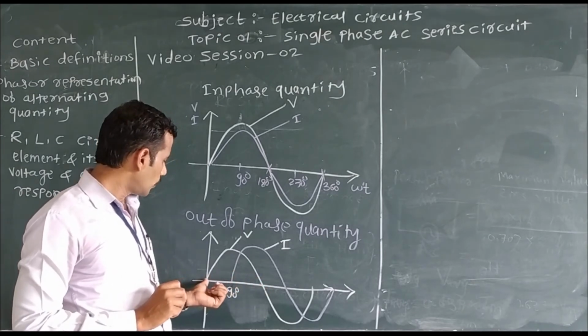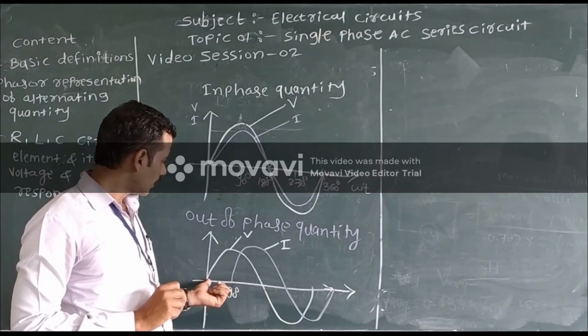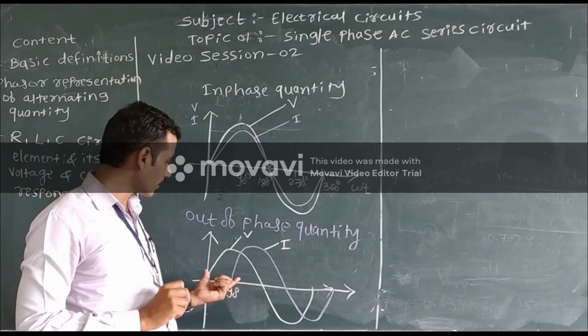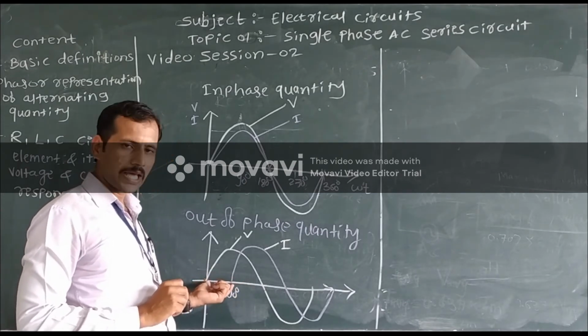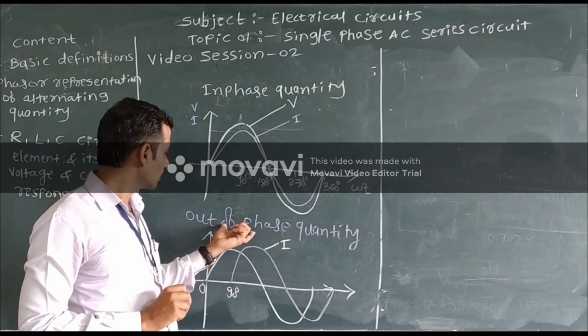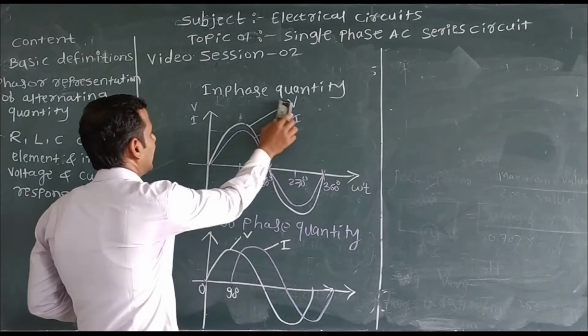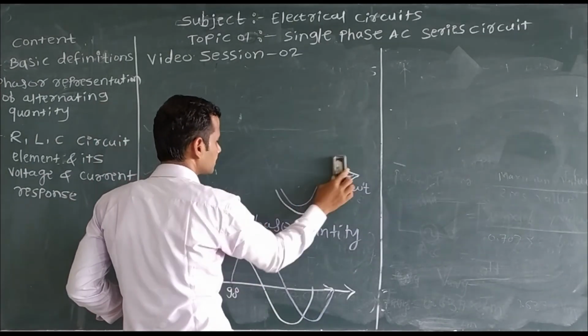Here first voltage is starting, it will start from zero. After 90 degree current is starting, so here a time difference will be there, that is known as out of phase quantity.